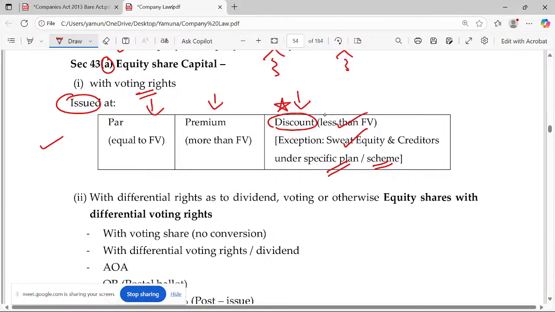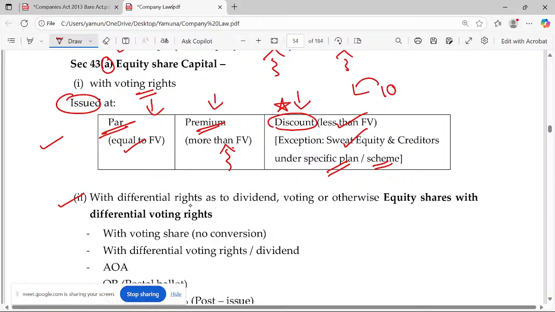Paying less than the face value. If the face value is 10 rupees and you are paying less than the face value, it's what you call a discount on shares. If you are paying at par, it means equal to face value. If you are paying at premium, it means more than the face value.